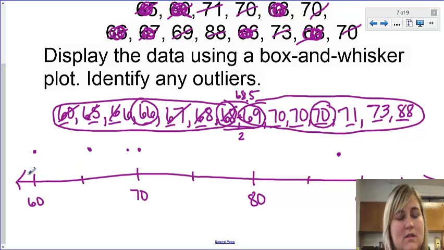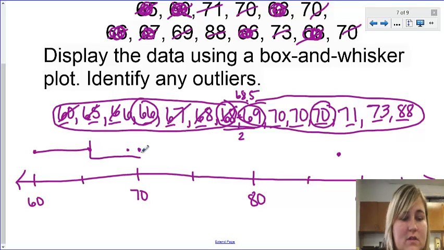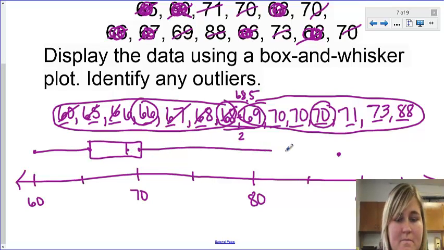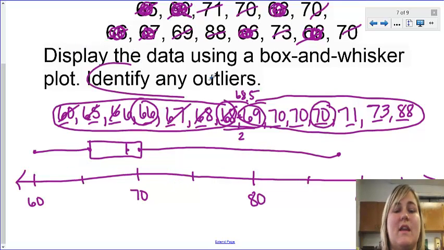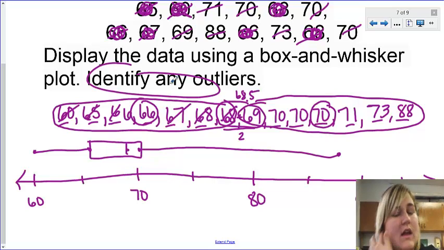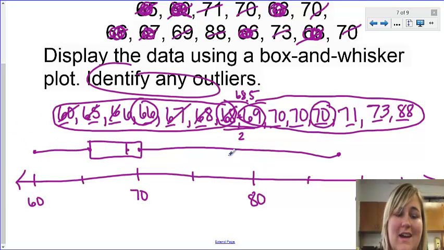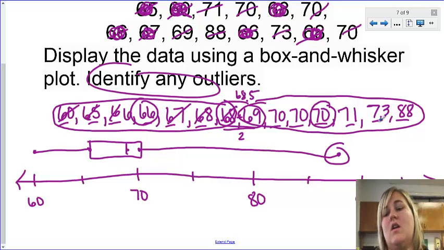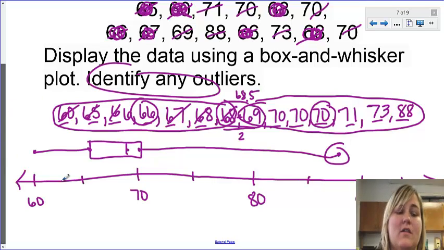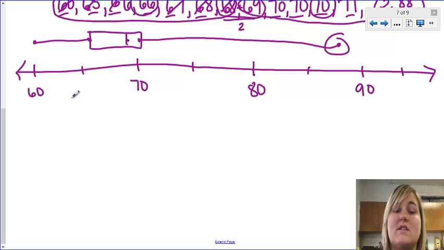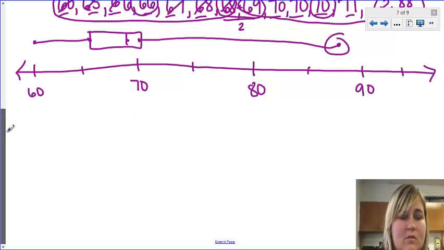Alright, so now I'm going to make my box and whisker. Okay, so this is my box and whisker. It says identify any outliers. So, looking at this, where does it look like there might be an outlier? You should be able to tell by the length of the whisker. So this whisker, not terribly long. This one, on the other hand, does look terribly long. So we're going to say that 88 might be an outlier, which means I have to use the x is greater than. There we go.